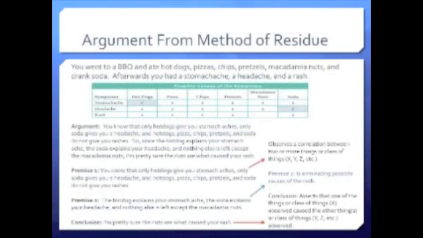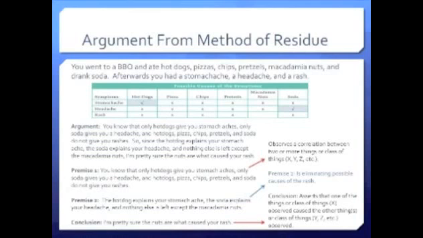Our next example employs the method of residue in order to construct a causal argument. Based on the method of residue, the argument concludes that the macadamia nuts caused the rash. The premises given in support of this conclusion observe correlations between the various possible causes under consideration and the various effects under consideration. These known causal relations are then used to eliminate certain causes as a cause of the effect that we are specifically concerned about. In this case, we are concerned with what caused the rash.